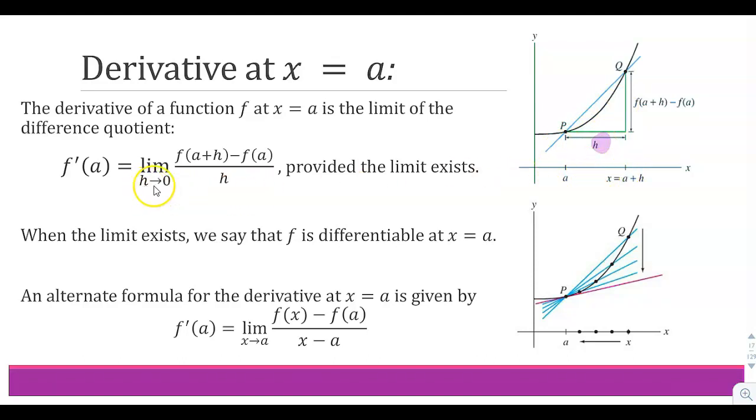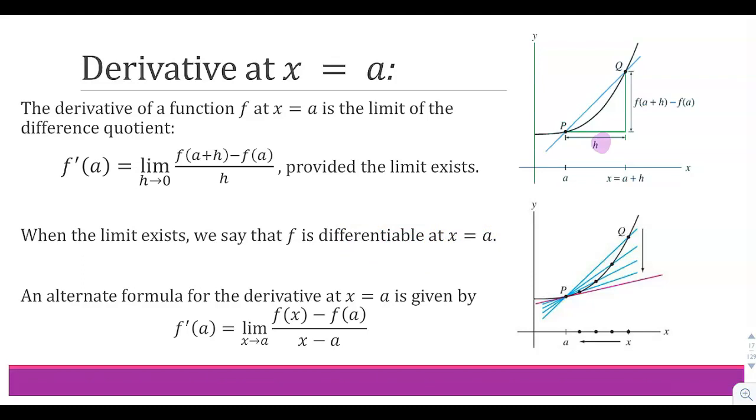If that distance h is going to 0, so it's getting really, really small, we can see in the second picture as well, as x is getting closer to a, so that value of h is shrinking, over those slopes of secant lines, then that's going to actually give us the exact slope of a tangent line. So that is the definition of the derivative at a point. It's the limit of a difference quotient. And when this limit exists, we say that f is differentiable at that x value a.